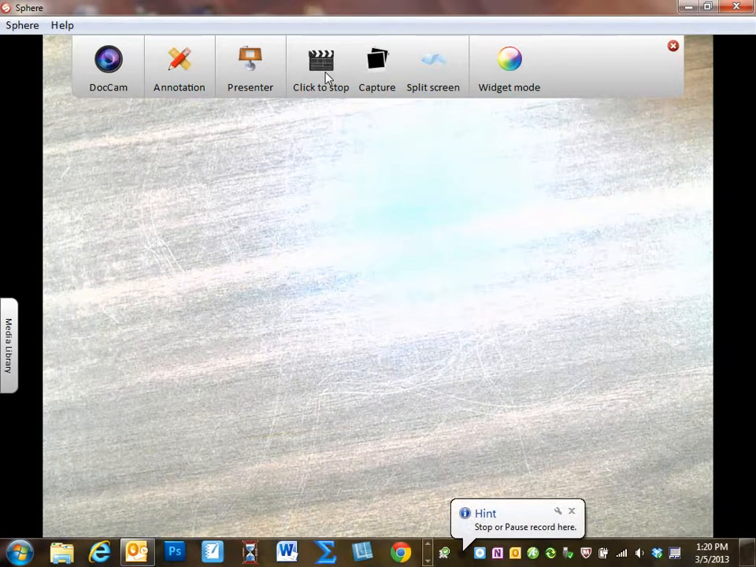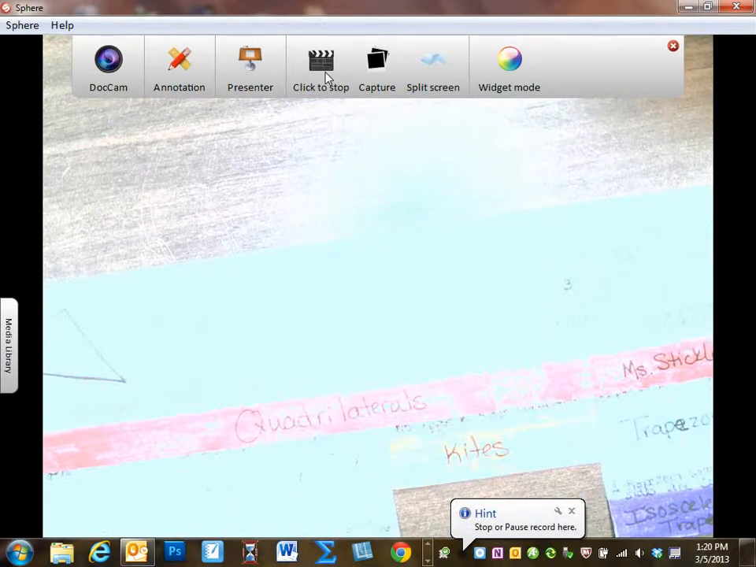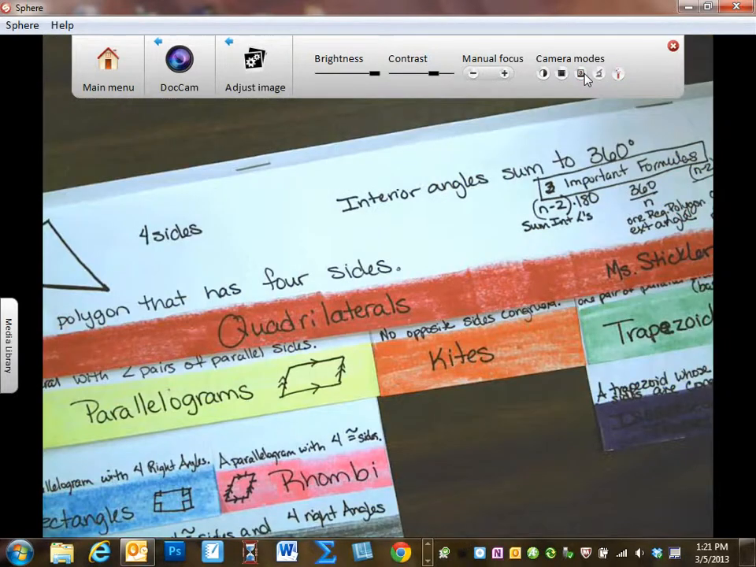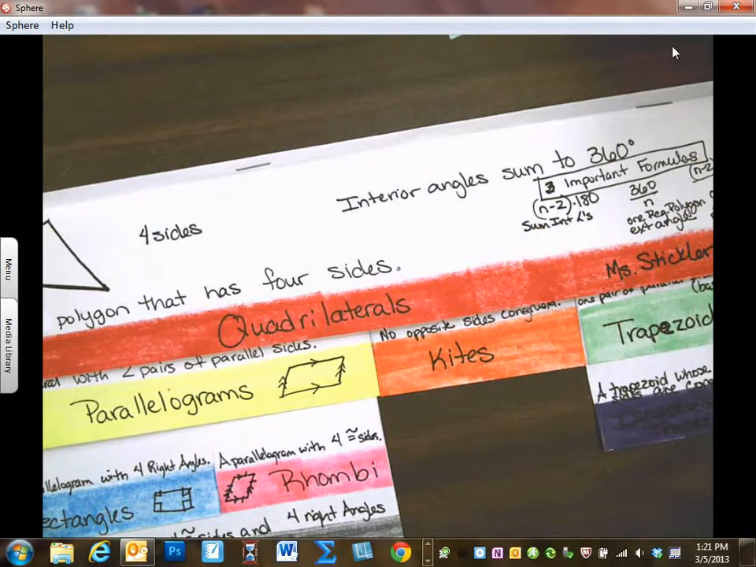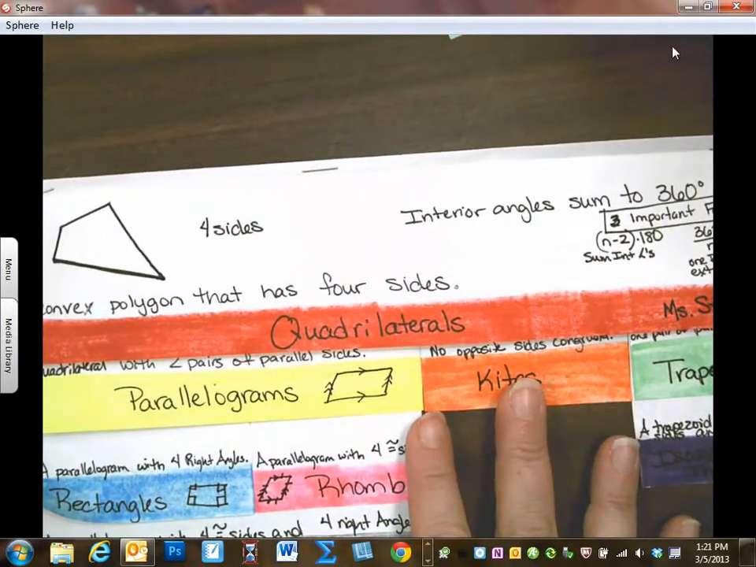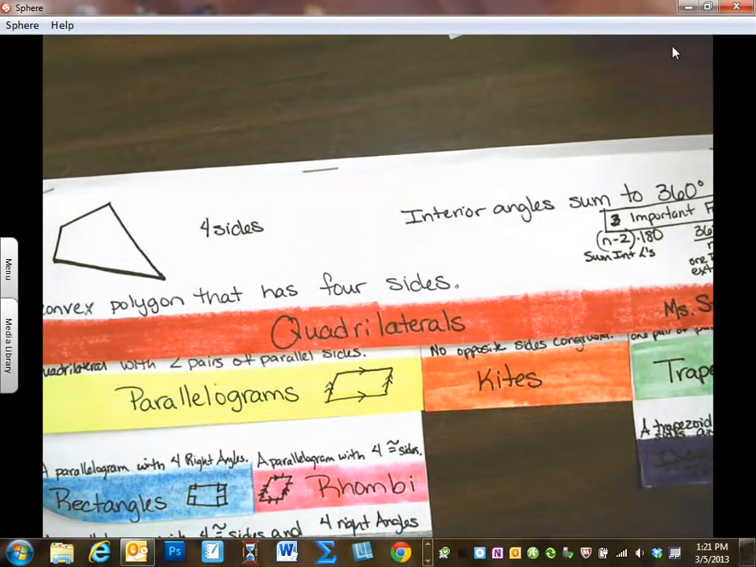Hi everybody, I just wanted to walk you through our book that we have been using and the flip book we've been creating. I'm adjusting the image here really quick so you can see it a little better. I just wanted to walk you through it, and I gave this to everybody.